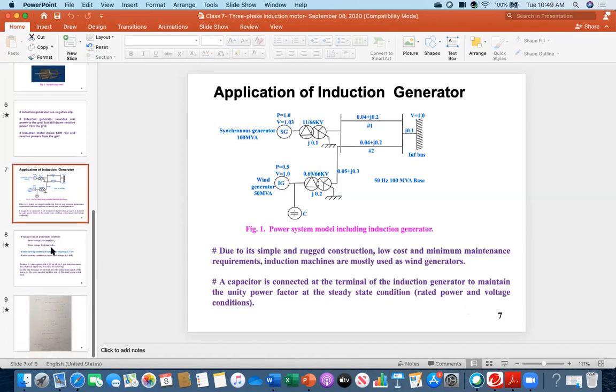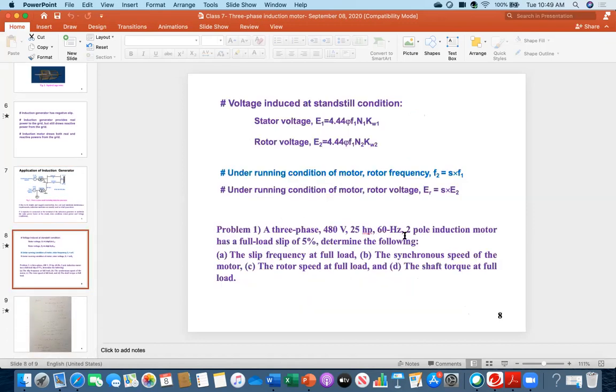Now, moving forward, here I have written a couple of things: the stator voltage and rotor voltage at standstill. Standstill means the motor is not running, the rotor is not moving. Everybody keep in mind, the standstill condition means you may apply the voltage on the stator, but the shaft is not rotating. In other words, the motor is not rotating. It's called the standstill condition.